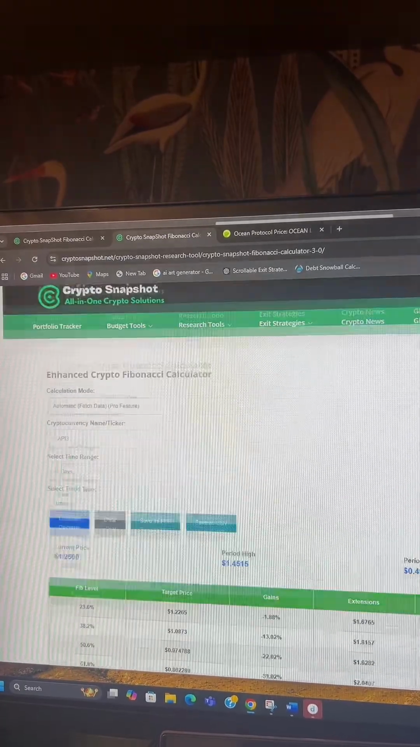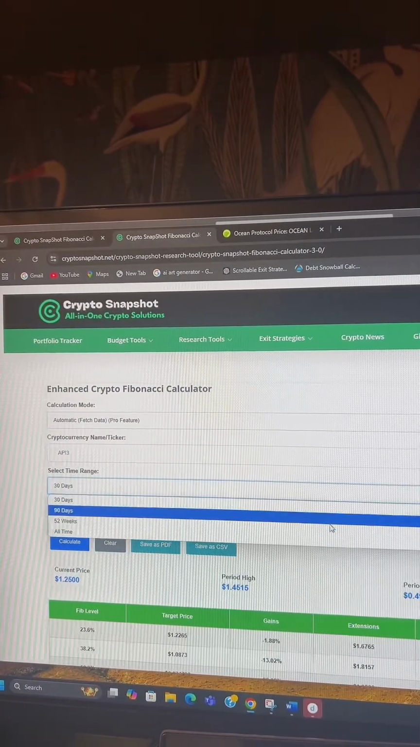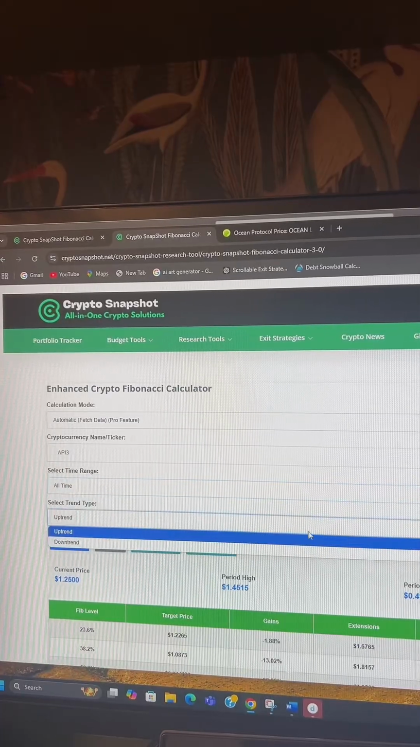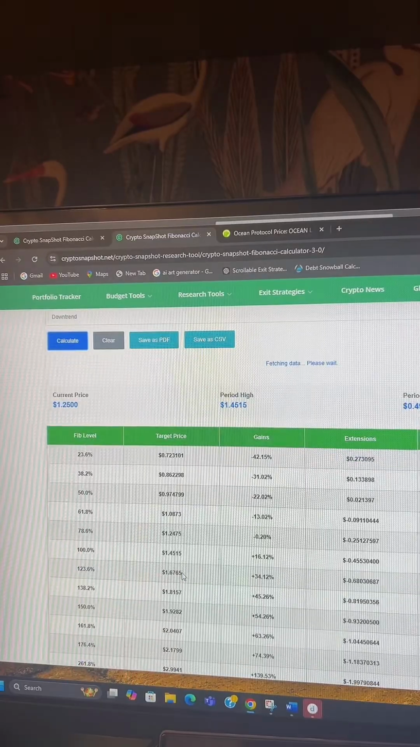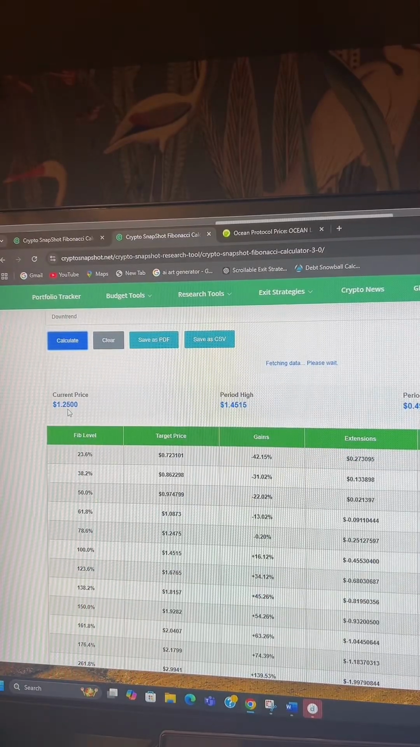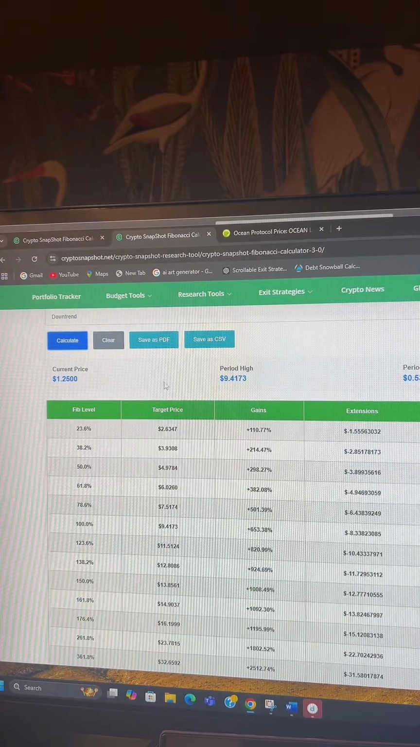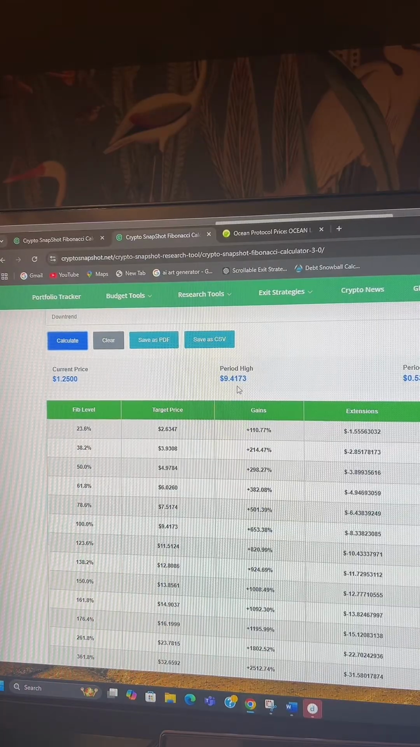Okay, so now let's switch it up. Let's do an all-time downtrend Fibonacci, and we're going to see where price action could go this bull cycle. So in the period, the high was $1.20. The current price is $1.25. The high has been $9.41, and the low was 53 cents. So based off of these inputs, the Fibonacci tells us at the 236 level, it could hit $2.63. This is my bearish price point, $2.63.